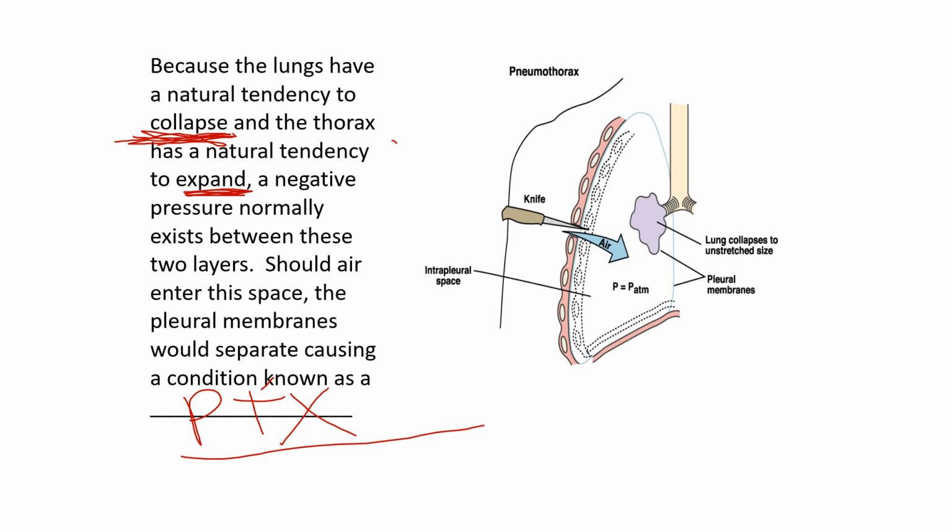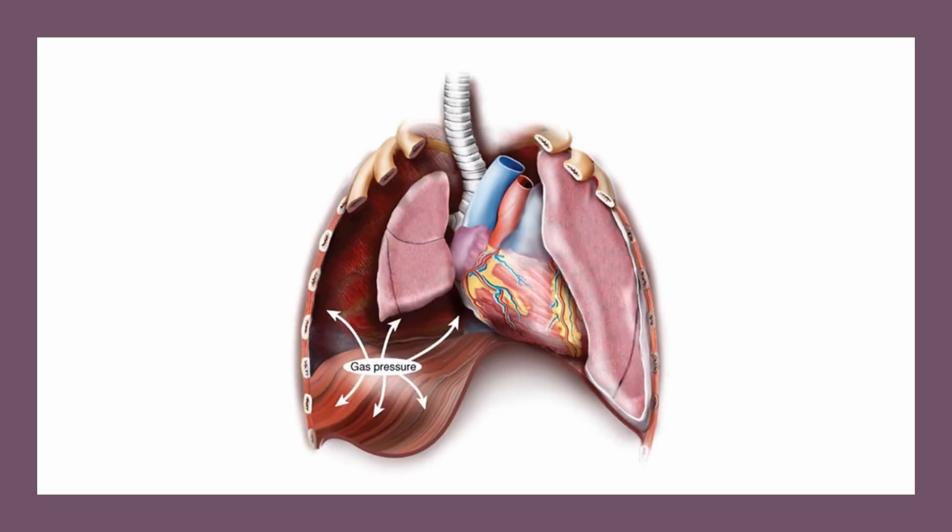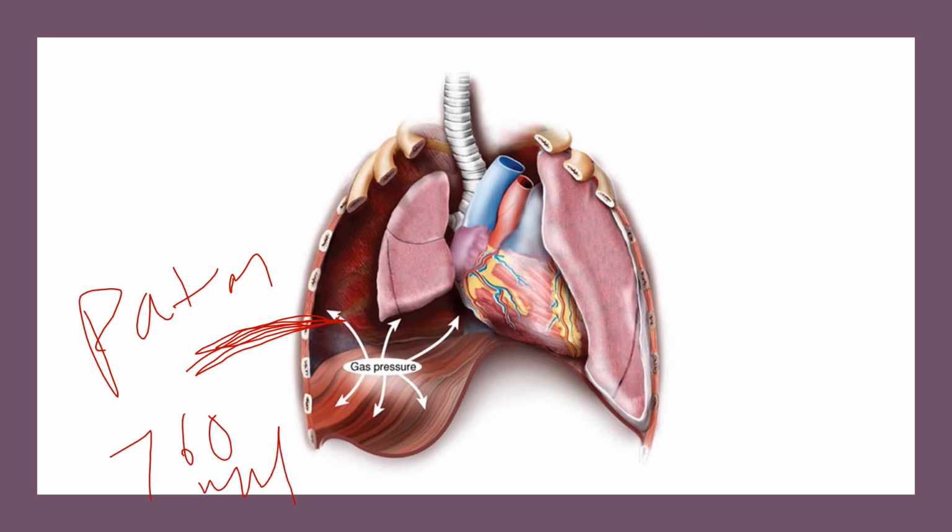Here's a better picture of it in the next slide. Yeah, this is a way better picture. This is what would happen if we had a hole that existed from the outside, so let's say it's the knife from the previous picture. Gas pressure is higher. Let's say our atmospheric pressure is 760 millimeters of mercury, and the pressure inside our lungs is, let's say, 730. So we have a pressure gradient going from 760 to 730, so gas will rush in because I have a lower pressure there.